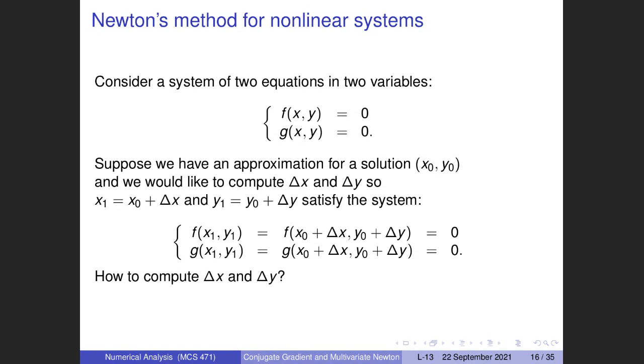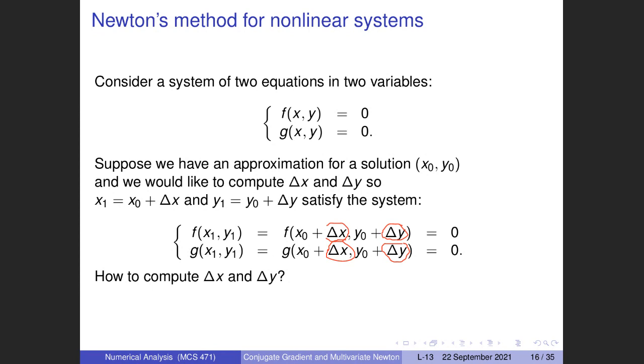We have somewhere a first approximation for the solution, so x naught, y naught. First of all, we check whether it makes it 0 or not, but most likely not, otherwise we wouldn't really have anything to do. So we will compute a delta x and a delta y so that we will get closer. So we actually reformulate the original problem into a problem where the unknowns are now the delta x and the delta y. So we have two equations in two unknowns.